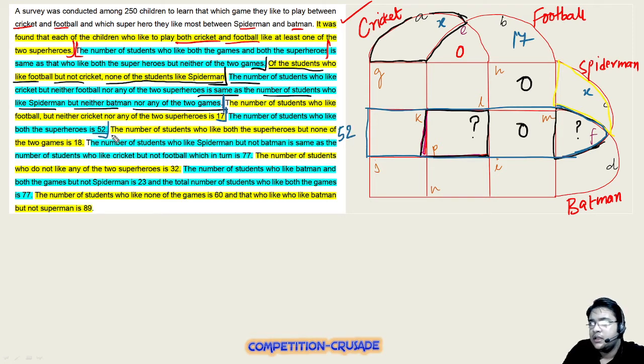All right. The number of students who like both the superheroes but none of the two games is 18. So the F region is going to be 18. And I know for a fact that this question mark will also become 18 now. This gives me some idea.